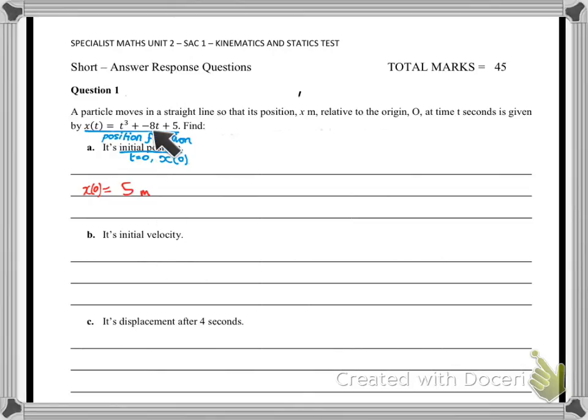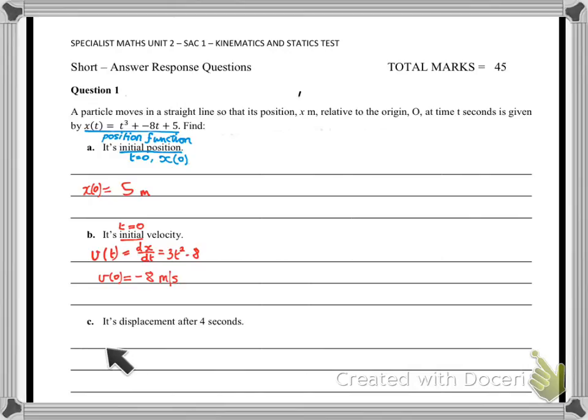Well, from the position function, we've got to get the velocity function. So that is the first derivative of position with respect to time. And there we go. It gives us 3t squared minus 8. And now the initial velocity is when we substitute t equal to 0. Very good. Let's substitute that in, and we get minus 8 meters per second. Okay, so being negative velocity, it means we're heading in the opposite direction.